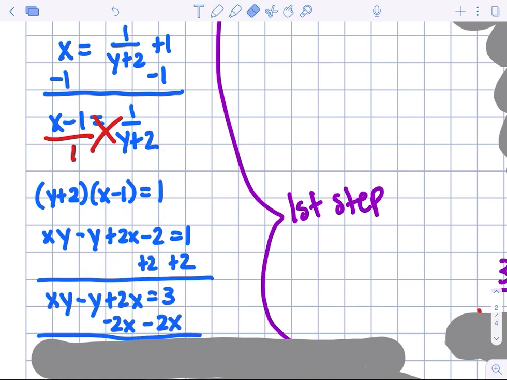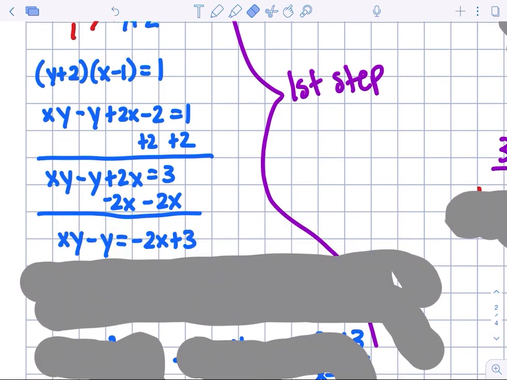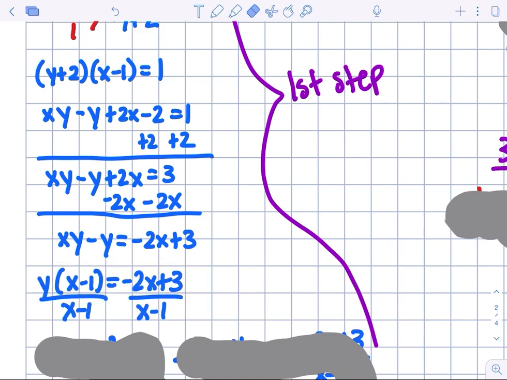So let's add 2 to both sides, and then subtract 2x from both sides. So then we get like so. Now here, you have a y in both of those terms, so we're going to factor out a y from each term. So xy divided by y would give you x, negative y divided by y would give you -1, and that's when you factor out your y. And then once you factor out the y, to isolate the y, you just divide both sides by x minus 1.